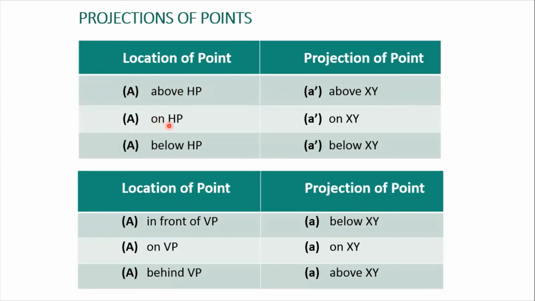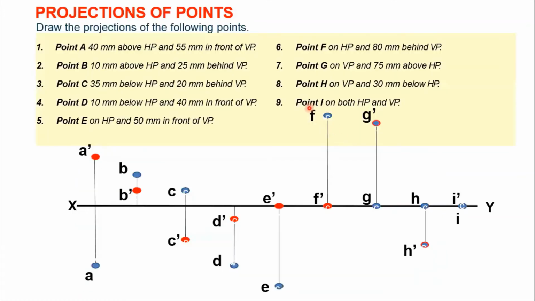If it is on HP, then we'll be having A dash on XY line, and if it is on VP, then point A would be on XY line. That means we can see both points would lie on XY line itself. So now here in this case, we are having this point I. That means your I and I dash points both would lie on the same XY line, like this figure. So this is your point on XY line. This is your dash point on XY line. You will specify it by I dash and I. So this is your first example.